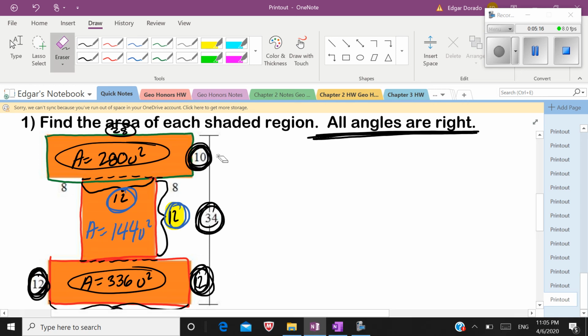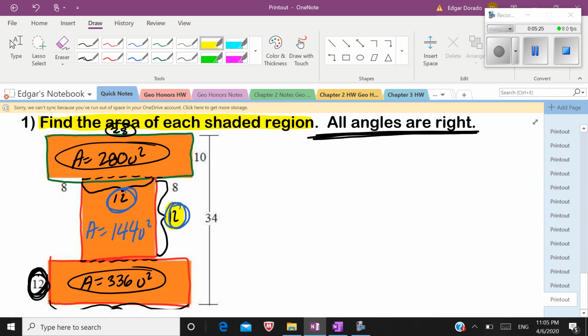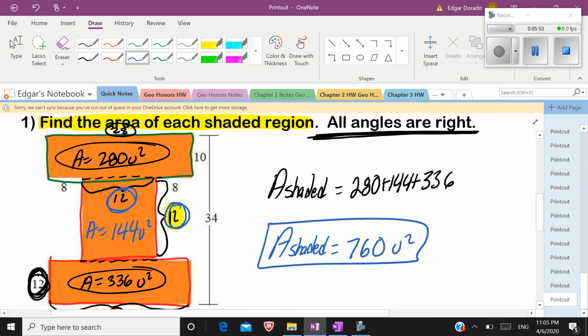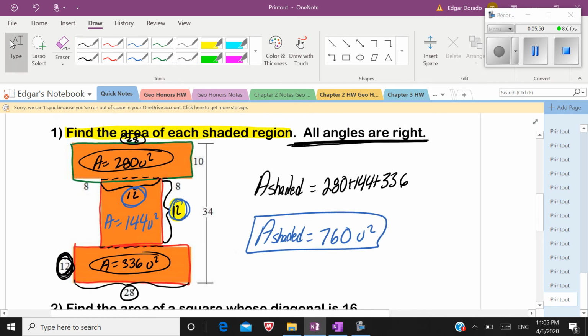Okay, so I kind of made a mess here, but let me do some erasing. But we have all the units that we need. We have all of our measurements. So now the area of the shaded region is going to be 280 plus 144 plus 336 for a final answer of, let me go ahead and type that into my calculator, and I ended up getting an area of 760 units squared. Again, guys, when we're dealing with area, always include units squared.